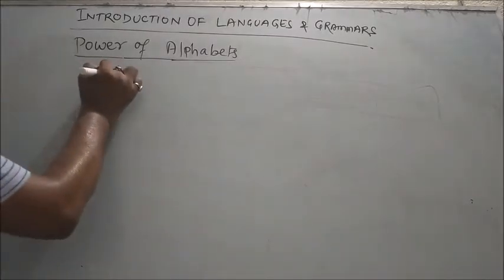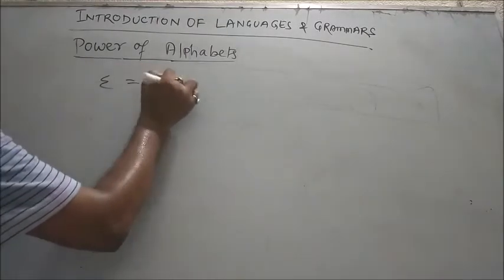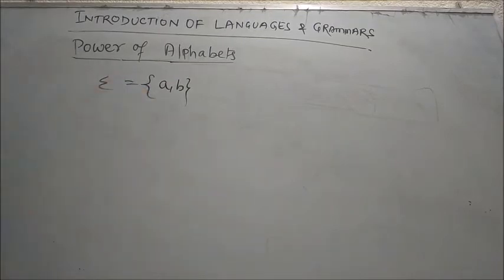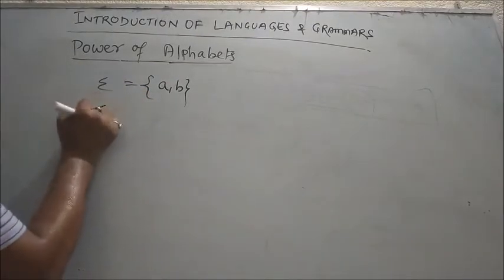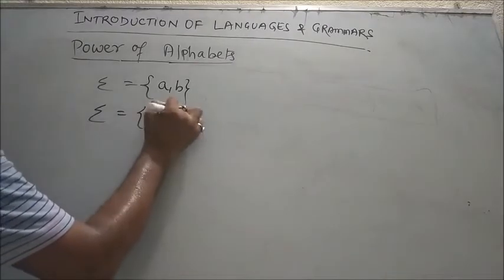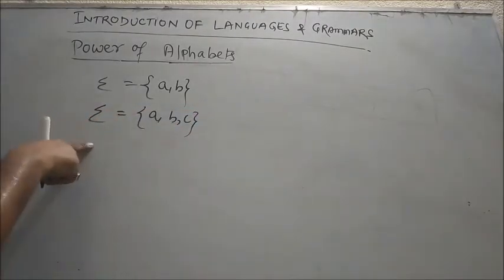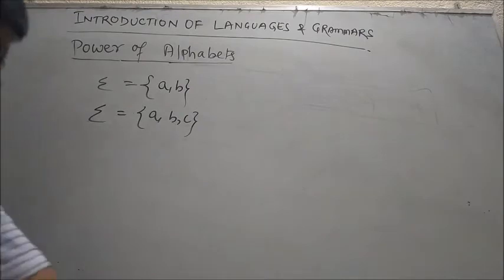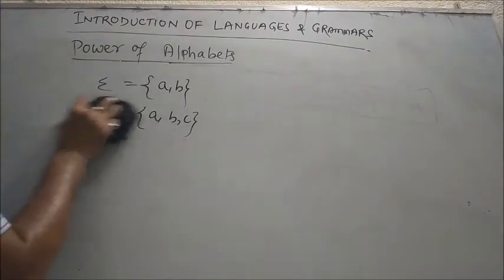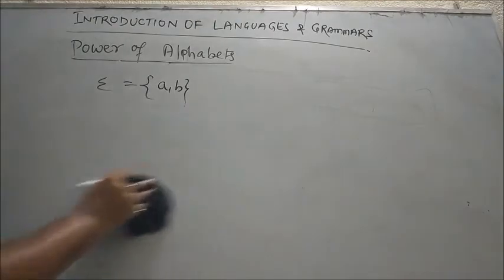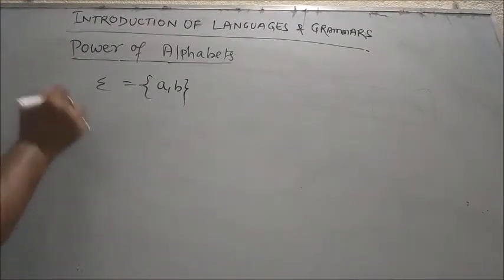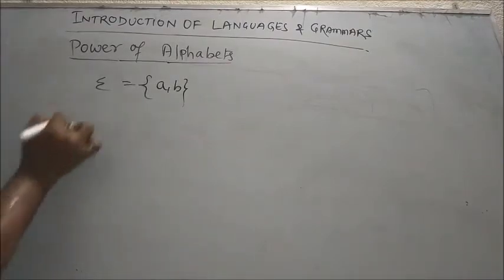What is an alphabet? You can take it like this. So this is an alphabet which has two symbols, right? Another example is the alphabet equal to A, B, C. This is also an alphabet, a set which has three symbols. First of all I will explain with the help of two symbols only, and later in the subsequent lecture I will teach you in depth. So with the help of this alphabet, what will be the power of alphabet?